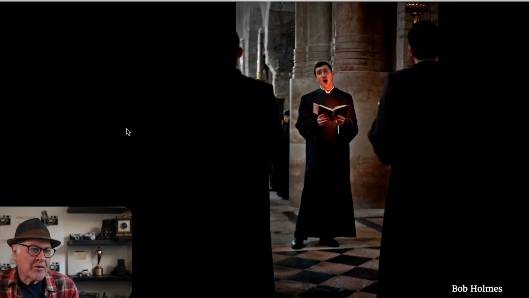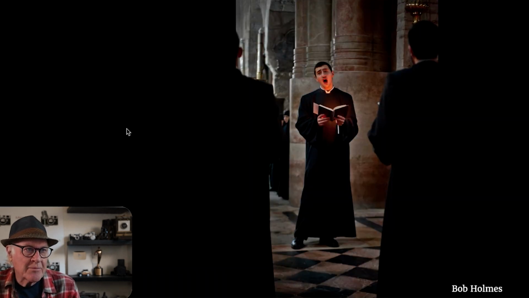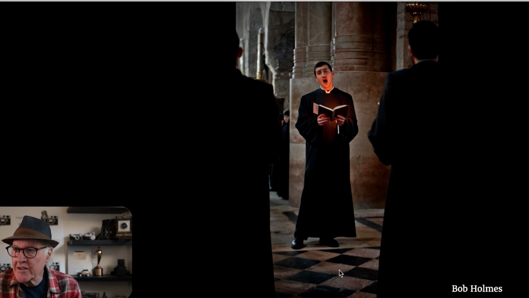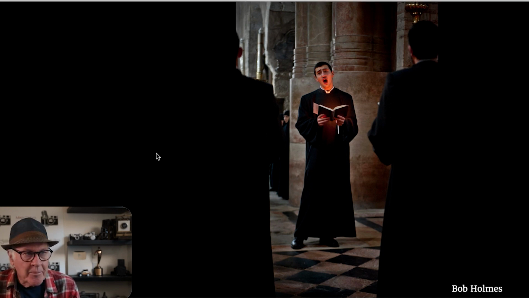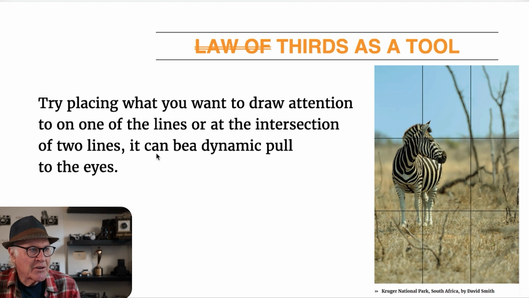This is an example from our friend Bob Holmes of framing between people. And the guy who's singing, the light is coming off of his book there, which is really cool. But he's framed between these people. So you can use almost anything as a frame to help exemplify who you're looking at.